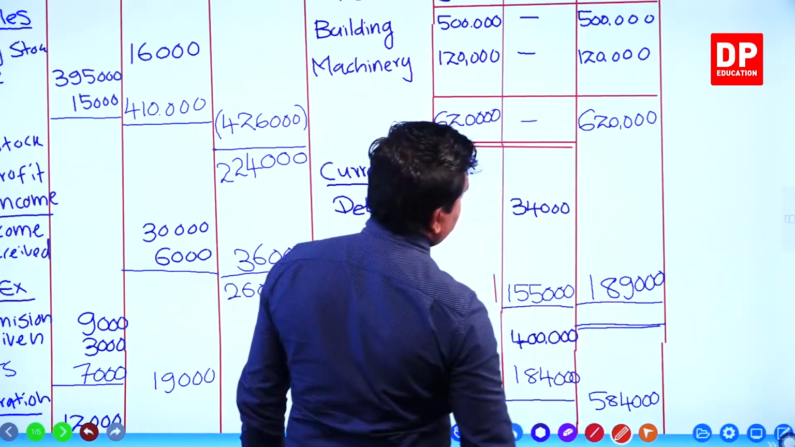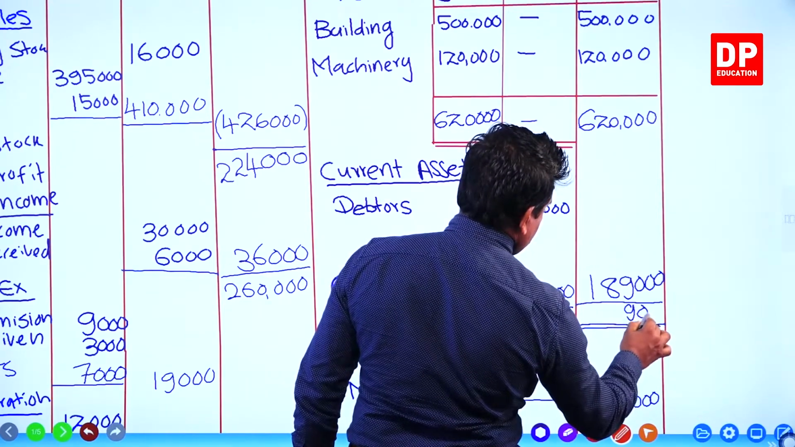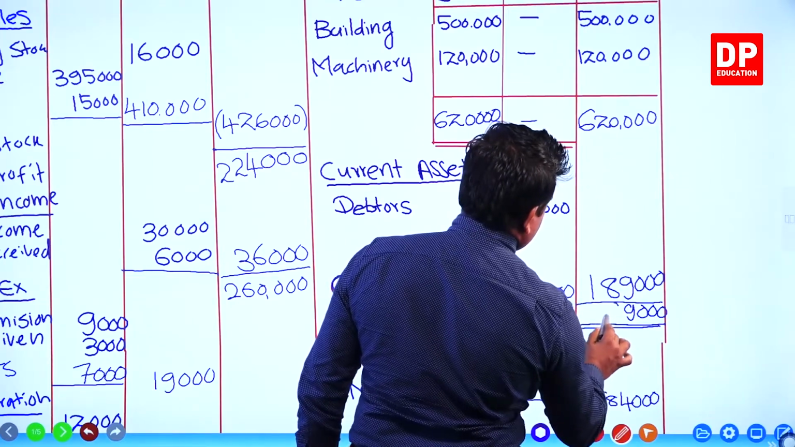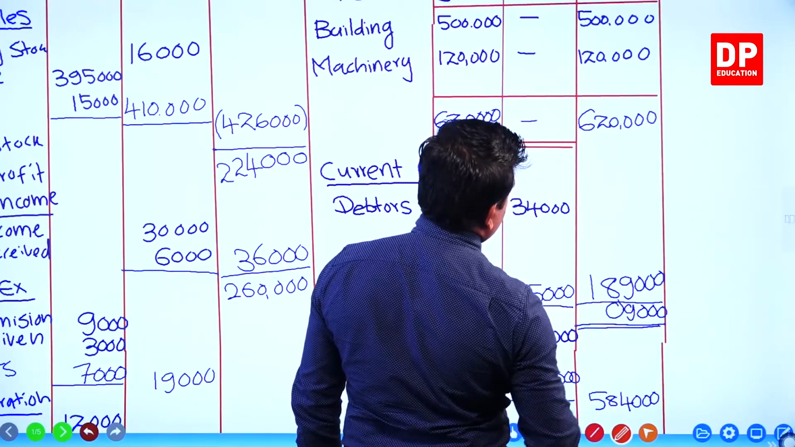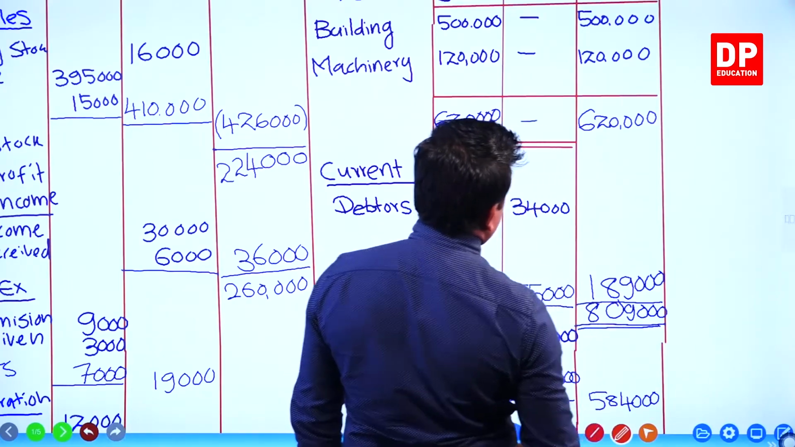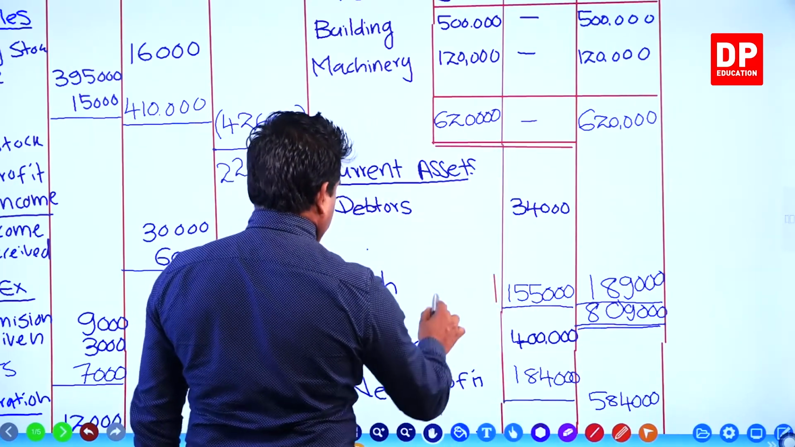620,000 plus 189,000. Here 9,000. 8 plus 2, 10. Here 8. Right, 809,000. Now you go to the next side.